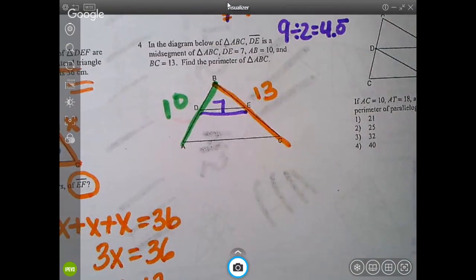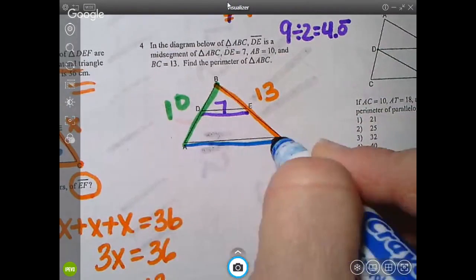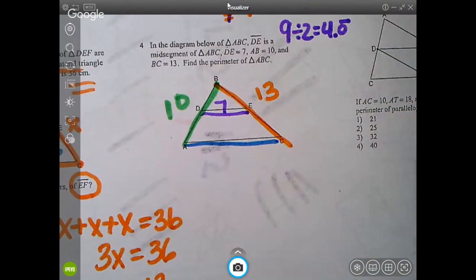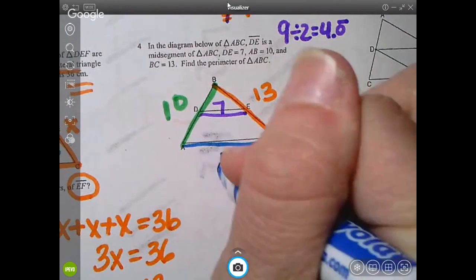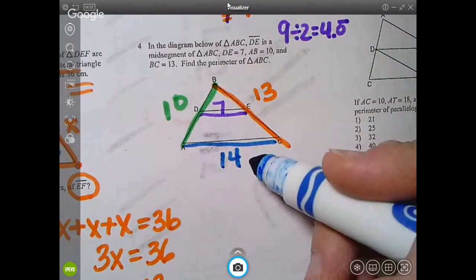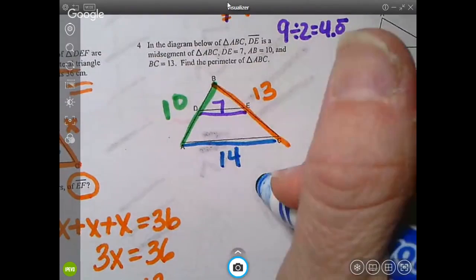So how do I find my last side? What do I multiply by 2? Why? Because why? Small to big. And then remember, the longer side is always 2 mid-segments. So it's like the mid-segment to the longer side. So we're doubling the mid-segment. Here the mid-segment is 7, doubling it is 14, 13 and 14 is 27, and 10 is 37.